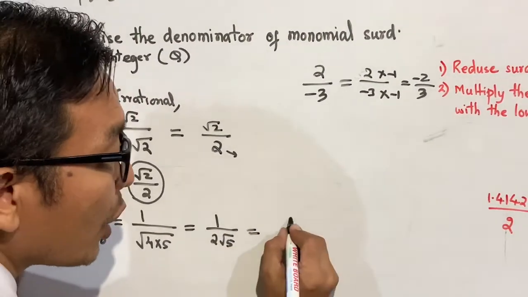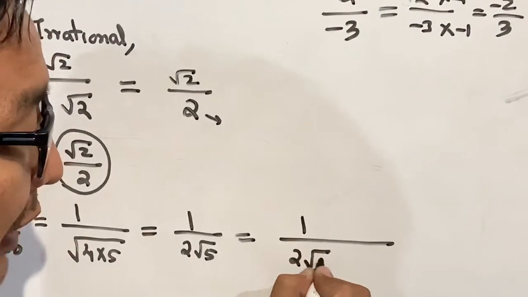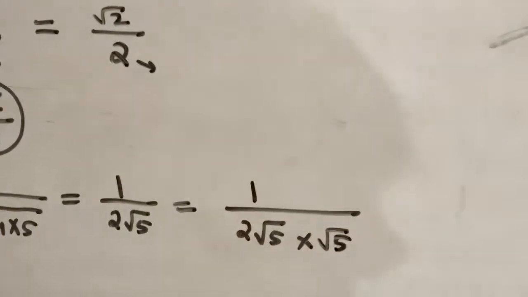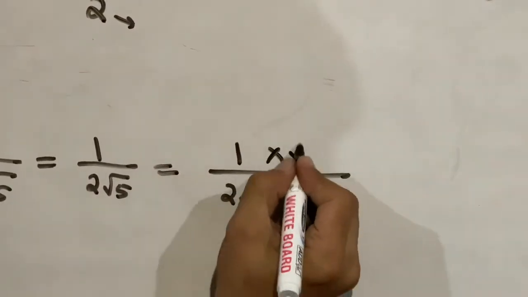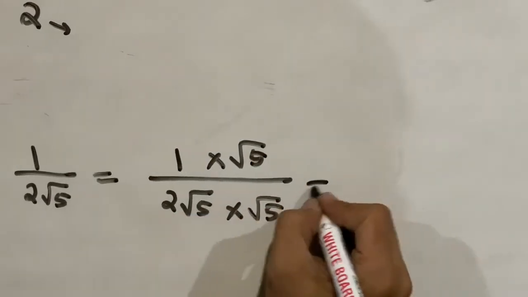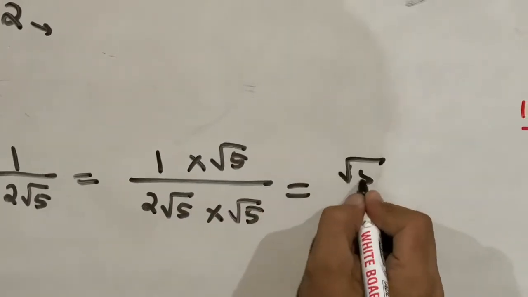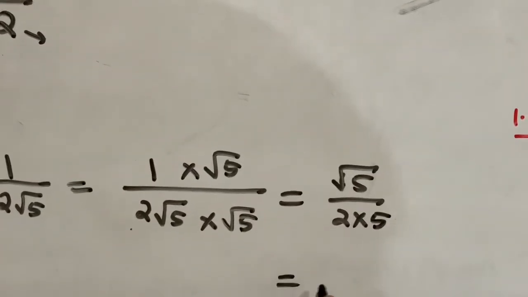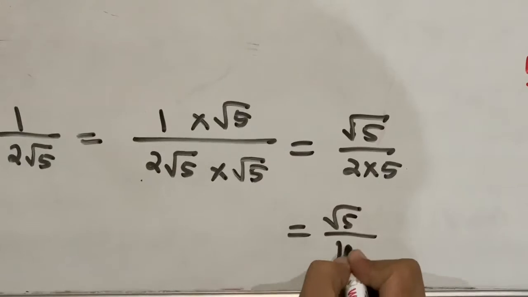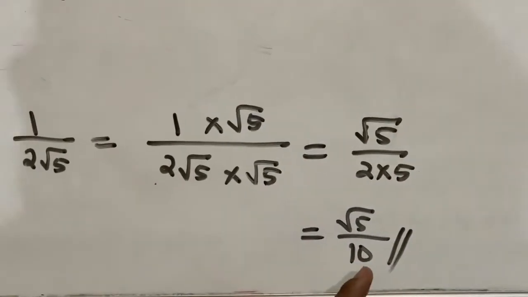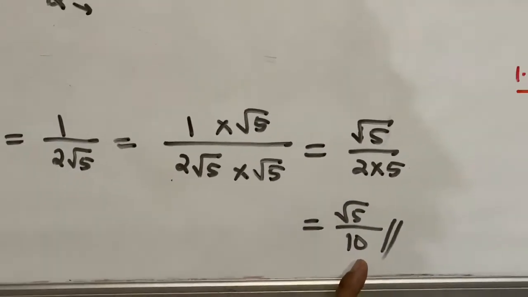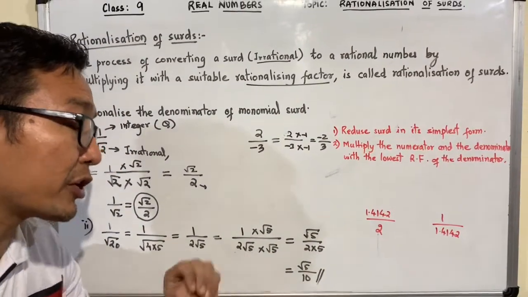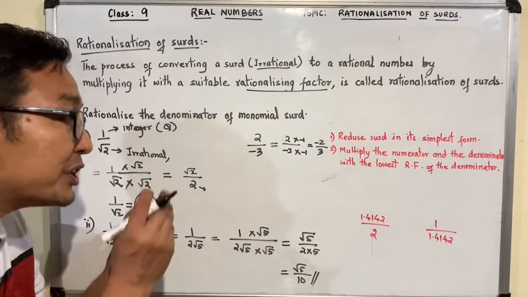So we have 1 upon 2 root 5, where the denominator is irrational, so we multiply by root 5. What we obtain is root 5 upon 2 times root 5 times root 5, so this can be written as root 5 upon 10. The denominator is now a rational number. The numerator can be irrational, but the denominator cannot be an irrational number in standard form.